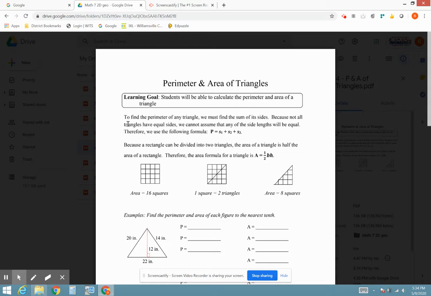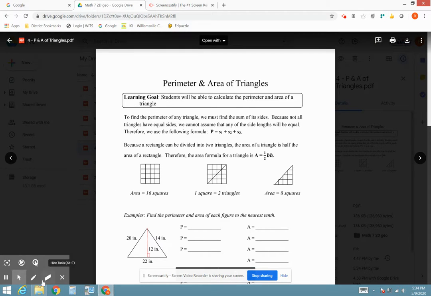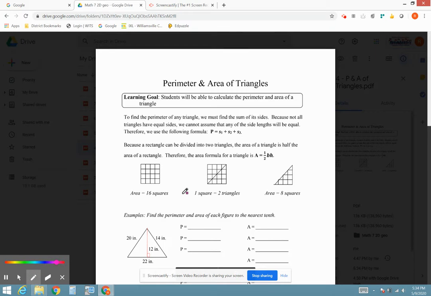So to find the perimeter of any triangle, remember that's the distance around the outside of the triangle. So to find the perimeter of the triangle, you'll add up the three measurements, or the three side lengths, of the triangle.